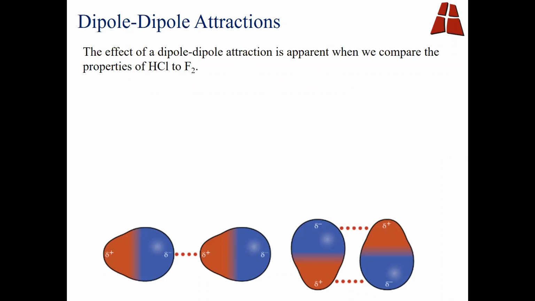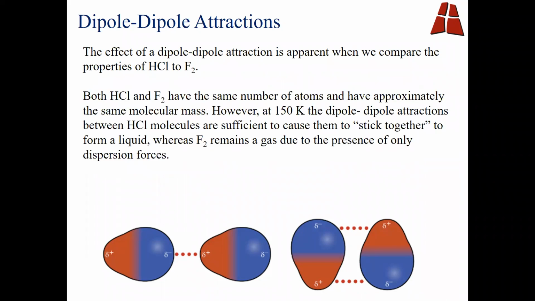So a case study would be HCl, hydrochloric acid, and F2. These molecules have approximately the same weight and the same number of atoms, but because HCl is dominated by dipole-dipole interactions at 150 degrees Kelvin, the dipole-dipole interactions actually stick the HCl molecules together, turning them into a liquid, whereas F2 will remain a gas due to only dispersion forces being present, thus less intermolecular forces. Okay.